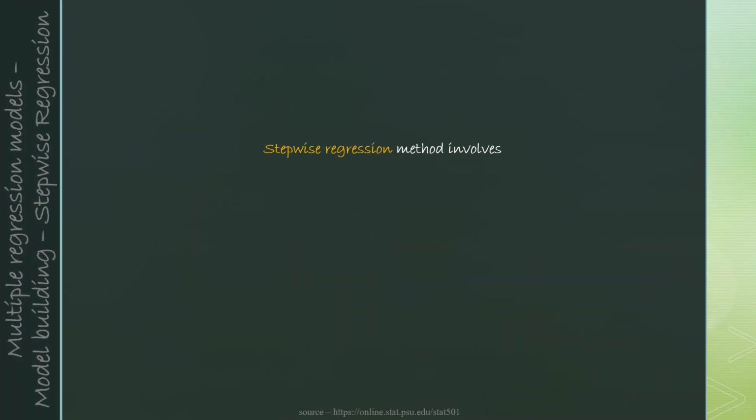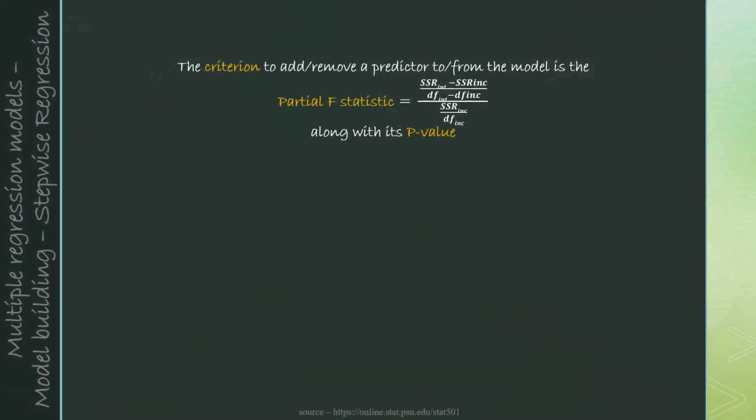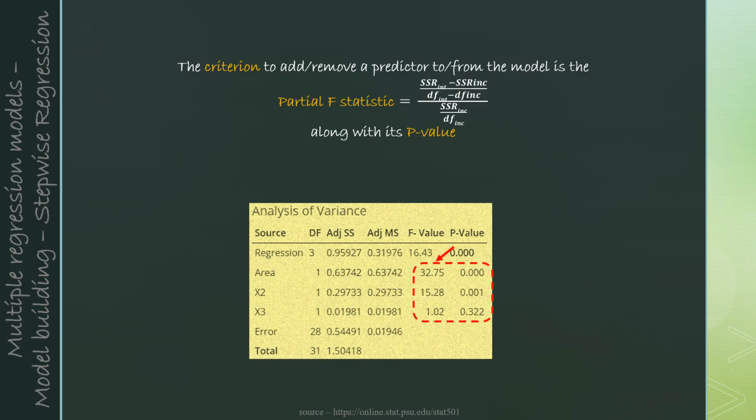In a nutshell, the stepwise regression method involves adding or removing candidate predictors to the model one at a time, until the situation arises wherein we find no justifiable reasons to either add or remove any predictor to or from the model. The criterion to add or remove a predictor is the partial F statistic along with its p-value, calculated for each of the predictors at every stage.